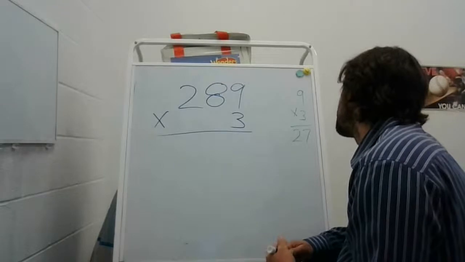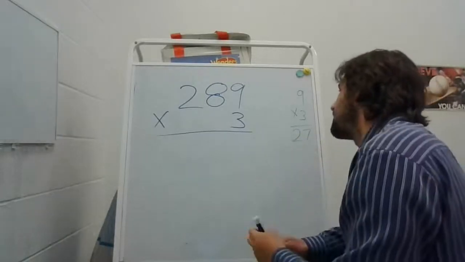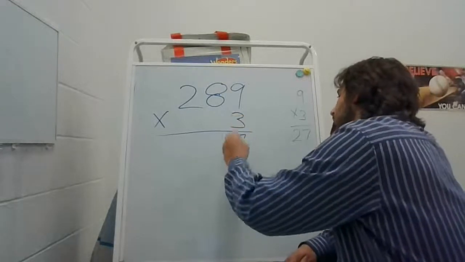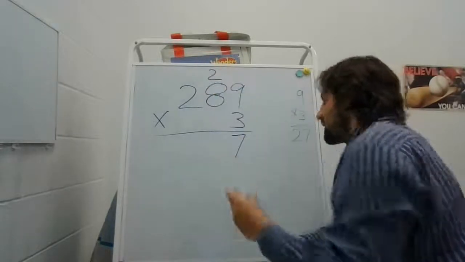So again, 10 or more we have to regroup. 27 is more than 10, so we do need to regroup. The 7 in 27 is going in the ones place. The 2 in the number 27, we are carrying that over to the tens place.